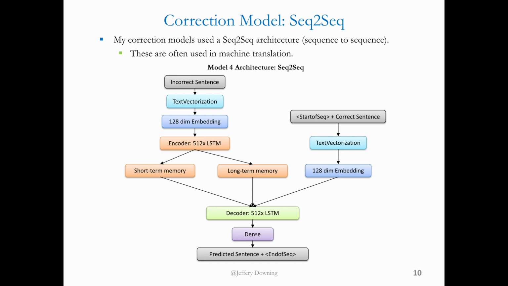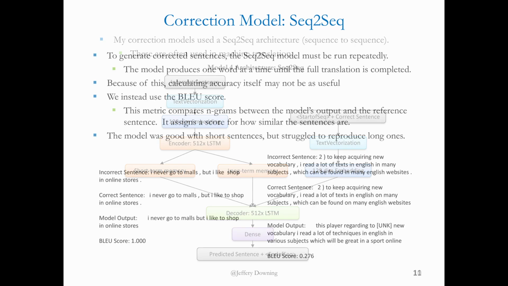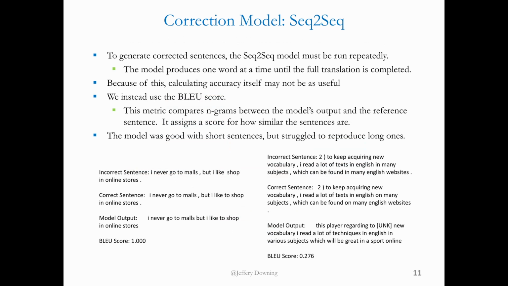The result of that is fed into a dense layer, and then we get our predicted sentence, and that comes with an end of sequence token. So to generate correct sentences, the sequence-to-sequence model must be run repeatedly in order to predict each new word in the predicted sentence. Because of this, calculating accuracy itself may not be as useful. So instead, I used the BLEU score, a metric that compares n-grams between the model's output and the reference sentence, and it assigns a score based on how similar the sentences are.